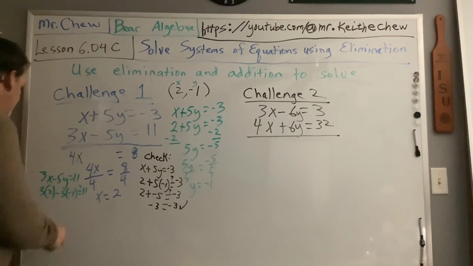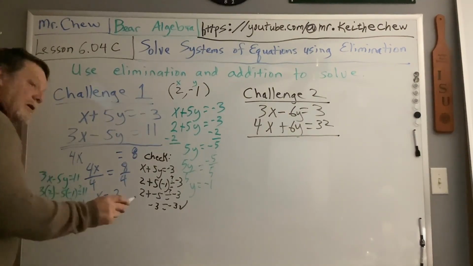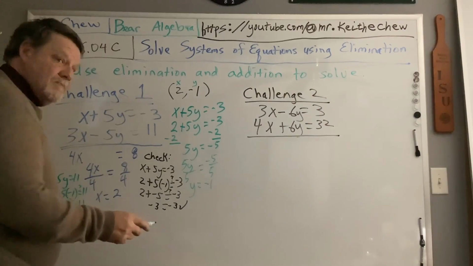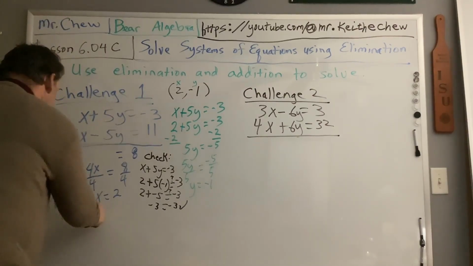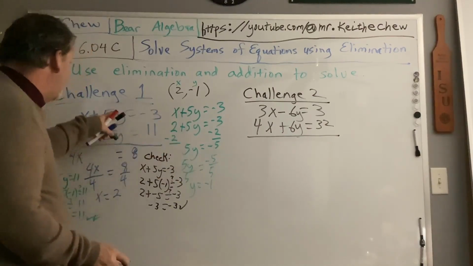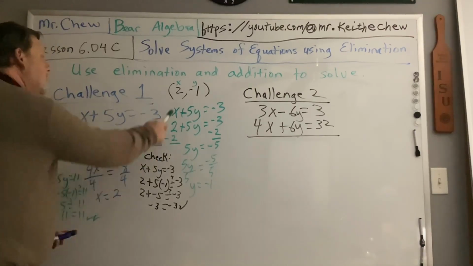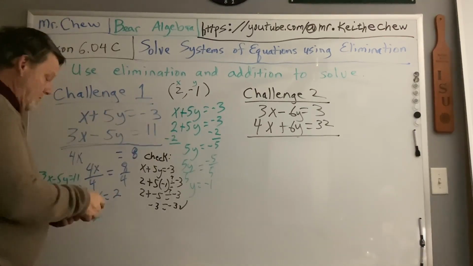Well, 3 times 2 is 6. Negative 5 times negative 1 is 5. Does 6 plus 5 equal 11? Sure does. And there's my check mark. And if it's on both, that point is on both lines, it means that's where they intersect. So the solution is 2, negative 1.